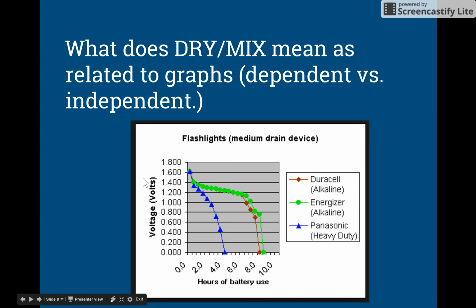So if we look at this graph here, we can see the y-axis. This is the dependent variable or the responding variable to what we change. Mix stands for the manipulated or independent variable, and it's on the x-axis. So in this graph, we can see here hours of battery use is the manipulated or the independent variable, the one I can change, and the y-axis is the responding or dependent variable based on how we change the hours of battery use.